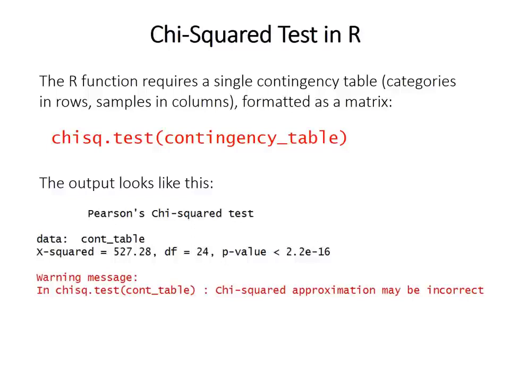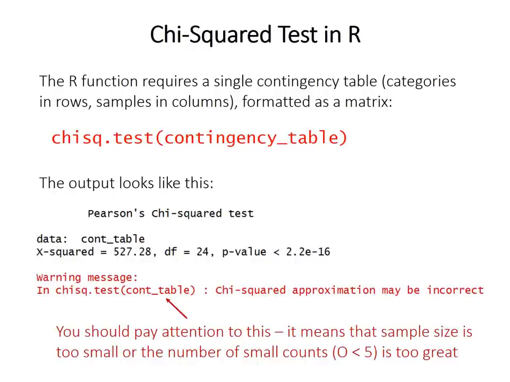I ran it to make this example on some unsuitable data. There were too many values that were small, and a number of the values were 0 for the observed counts. So I got this warning message. And you should actually pay attention to this warning message if you get it, because it means that the overall sample size is too small, or more likely that the number of small counts is too great. So you should perhaps reconsider whether the chi-squared test is the most appropriate choice, or whether you can combine some of your samples to give you suitably large counts, or something along those lines.